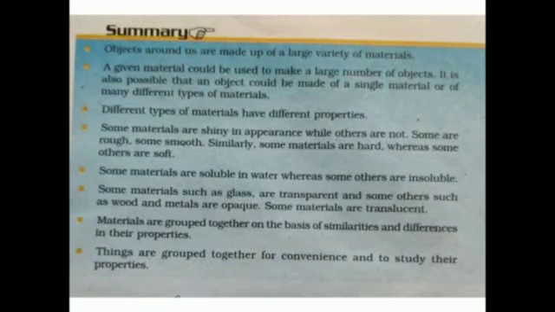Some materials such as glass are transparent, and some others such as wood and metals are opaque, and some materials are translucent. Some materials are transparent, through which we can see clearly. Some are opaque, through which we cannot see at all, and some are translucent, through which we can see but not clearly. Materials are grouped together on the basis of similarities and differences in their properties.